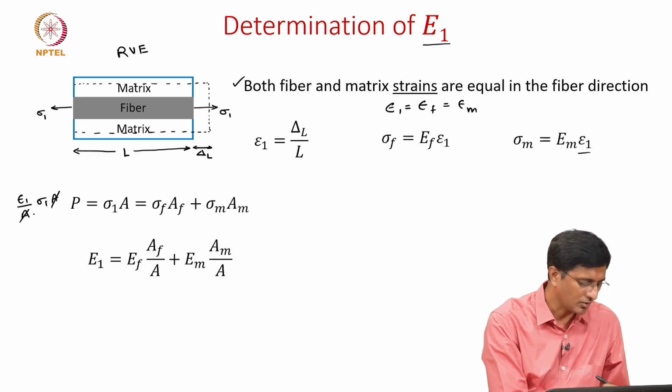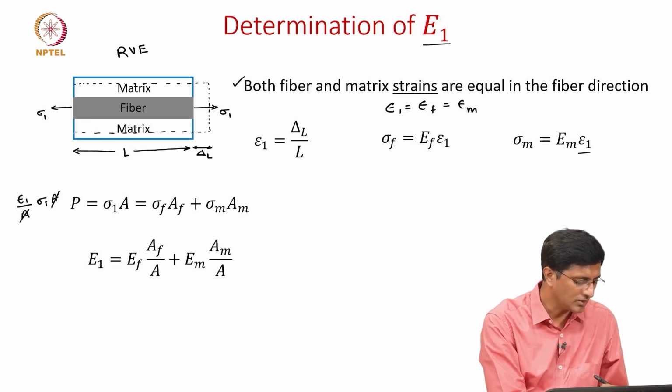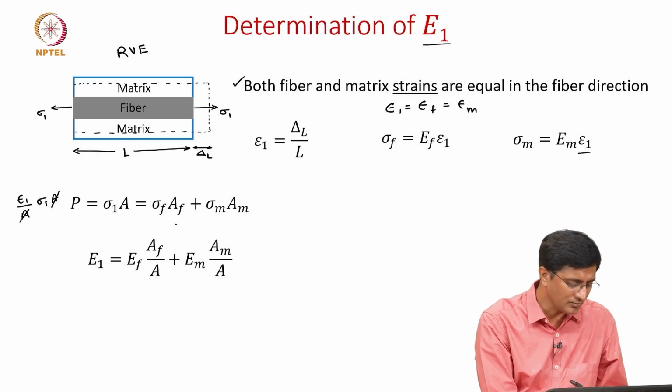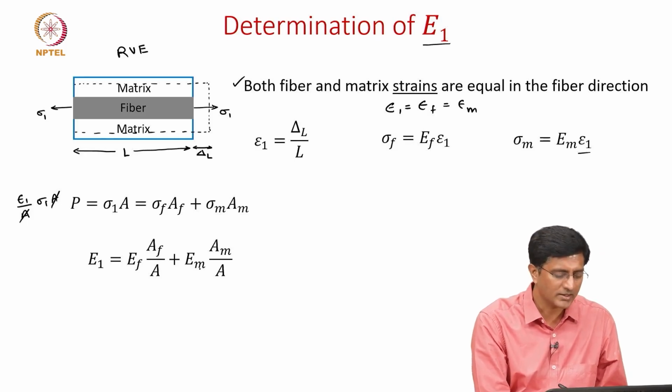So both these cross section areas cancel out each other, and what is remaining is strain times the stress, which is nothing but the modulus E1. And similarly for the right side terms, we got EF, which is the modulus in the fiber, times this fraction AF by A, plus modulus of the matrix times this fraction AM by A.